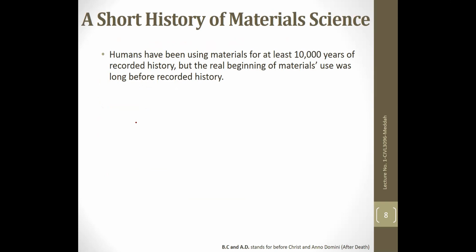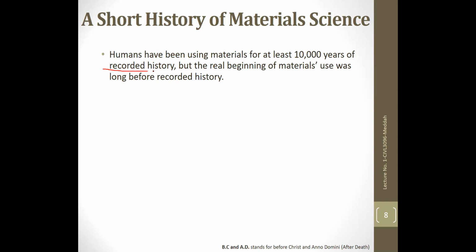Now we're going to look at a brief history of materials science, how materials science started and how it has evolved throughout the years, and how it is involved now in our uses of materials. So the use of materials by human beings is not new. It does not date just from the 19th or 18th century or the 20th century. It dates back at least 10,000 years of recorded history.